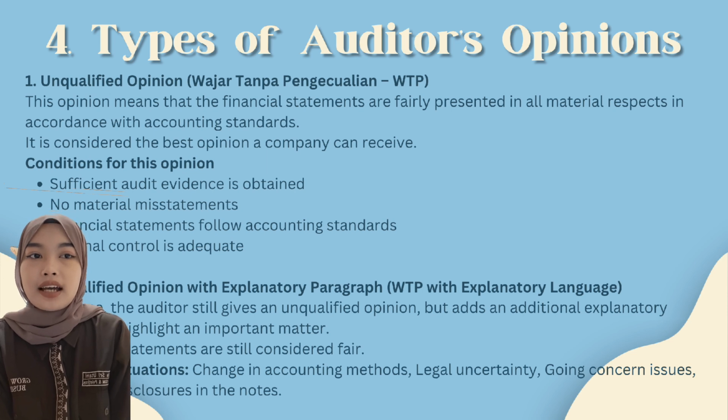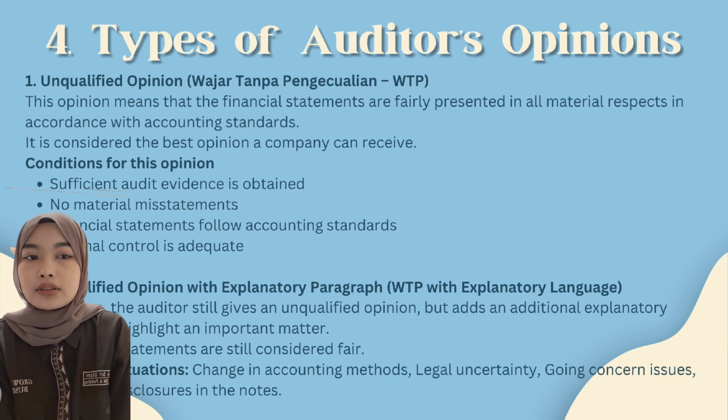Next slide. Types of auditor opinion. 1. Unqualified opinion, or WTP. This opinion means that the financial statements are fairly presented in all material respects in accordance with accounting standard. It is considered the best opinion a company can receive. Condition for this opinion: sufficient audit evidence is obtained, no material misstatements, financial statements follow accounting standard, and internal control is adequate.